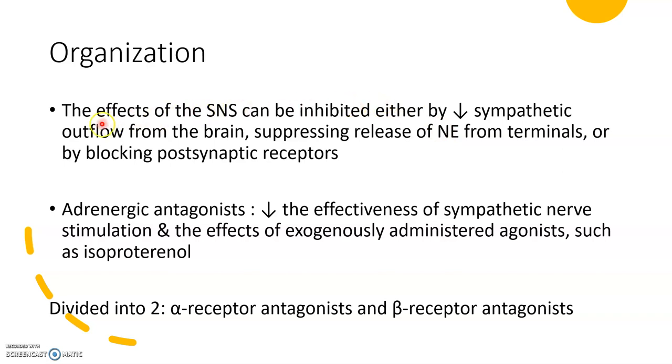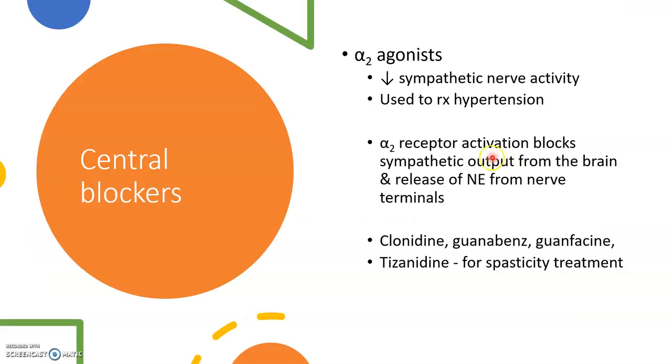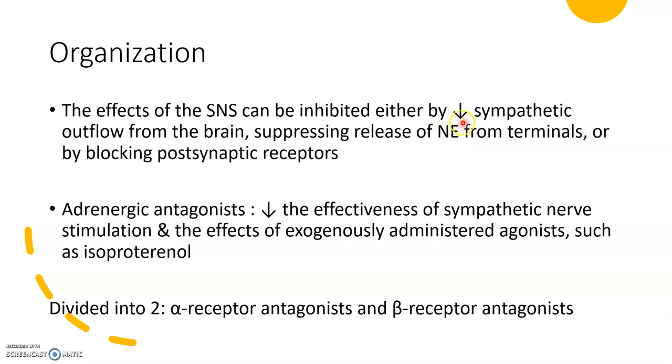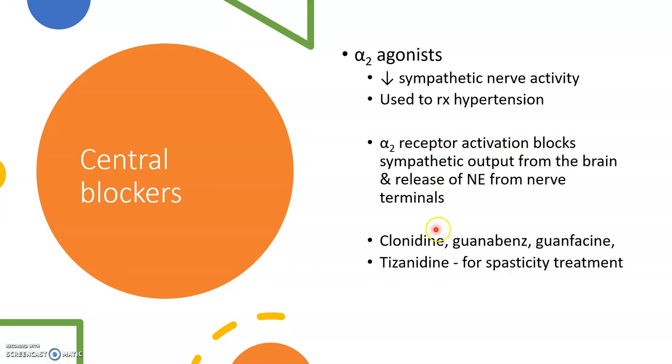Look at this one. This is number one: reduce sympathetic outflow from the brain, and suppress release of norepinephrine from terminals. So it fulfills these two criteria. It doesn't need to fulfill all criteria. It can fulfill just one, or two, or all. But for this alpha-2 agonist, they somehow reduce the sympathetic outflow from the brain and also suppress the release of norepinephrine from terminals. Such drugs include clonidine.